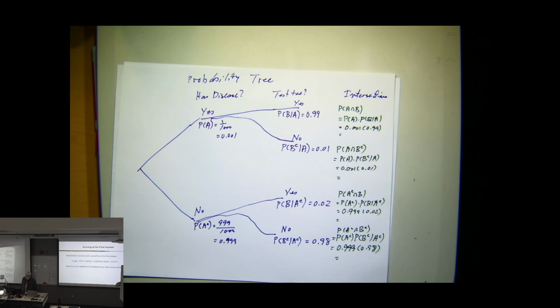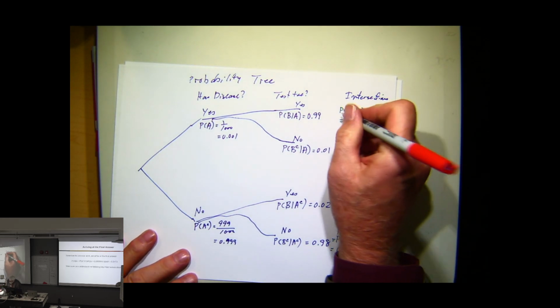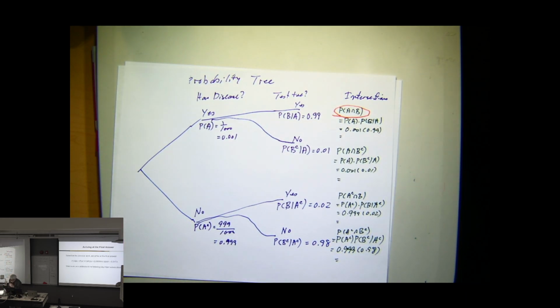I said, well, the probability of A given B is the probability of A intersect B over the probability of B. It's the probability of A intersect B over the probability of B. Okay, there's the probability of A intersect B, and I need to divide by the probability of B. Where the heck is the probability of B?